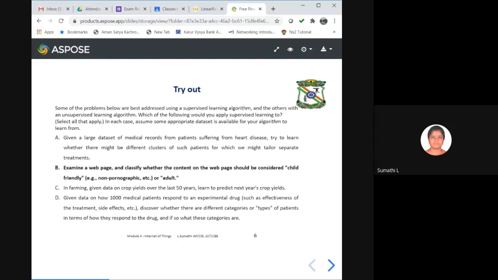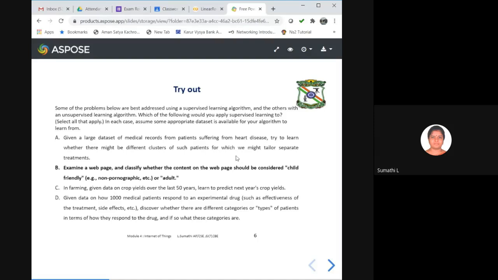This kind of information will be given for training. So I am telling the features of the web page, as well as if these are all the features, then this is meant for child, and these are all the features, this is meant for adult, right? So it is labeled data.